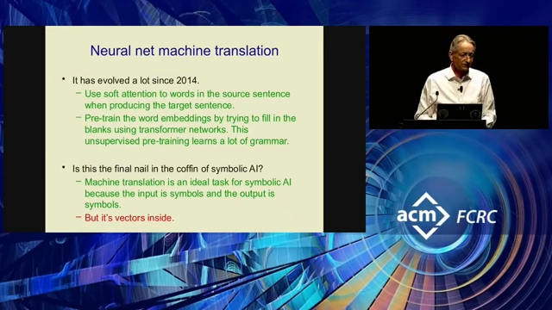So I think that machine translation was really the final nail in the coffin of symbolic AI. Because machine translation is the ideal task for symbolic AI. It's symbols in and it's symbols out. But it turns out if you want to do it well, inside what you need is big vectors.